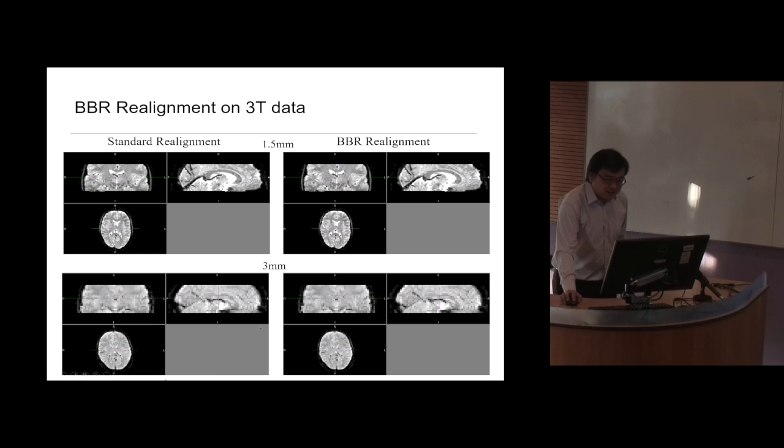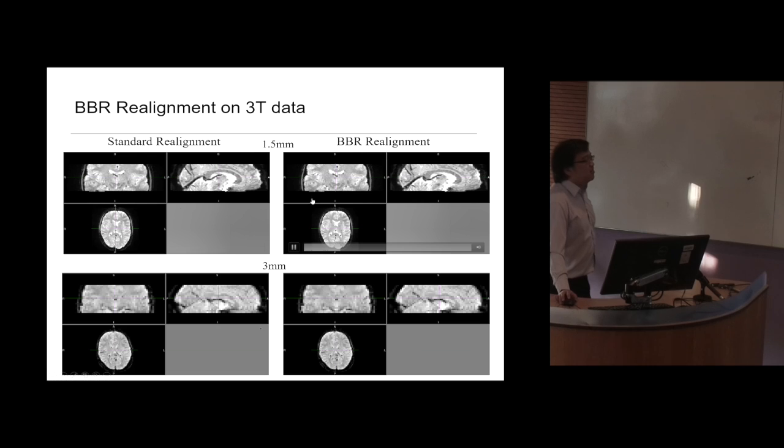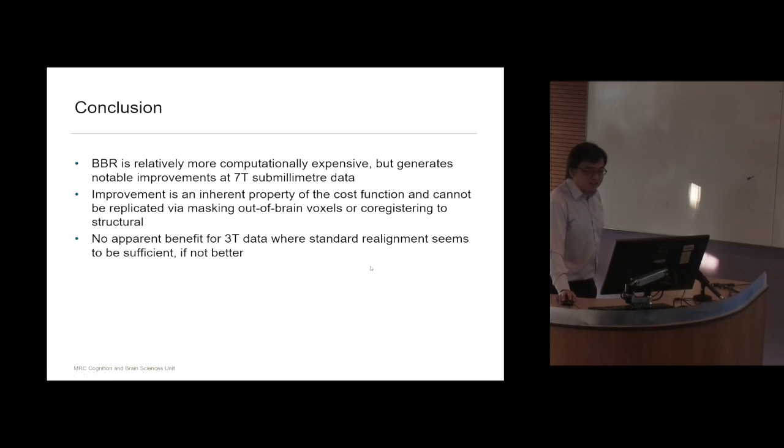And this is some videos of how it looks. If you compare the standard and BBR at 1.5 millimeter, they basically look identical. Whereas at 3 millimeter, you can see that BBR actually has a bit more jittering of the brains. Alright. So in conclusion, what we've noticed is that while BBR is slightly more computationally expensive, it generates quite a bit of improvement at 7T sub-millimeter data.